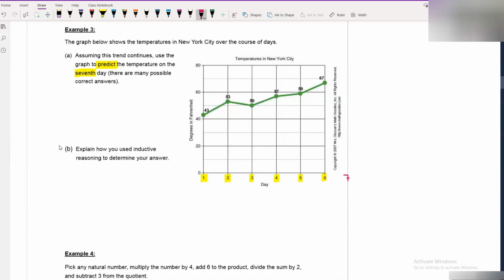We may have different methods to find the answer because some may say this method works better than the other one, but we have to try to find the best one based on what is given here. So the first day, the temperature is 43. The second day is 53. The third one is 50. Fourth is 57. So starting with the first one, we have increasing, then decreasing. Here we have increasing again. Here we have increasing, so increasing.